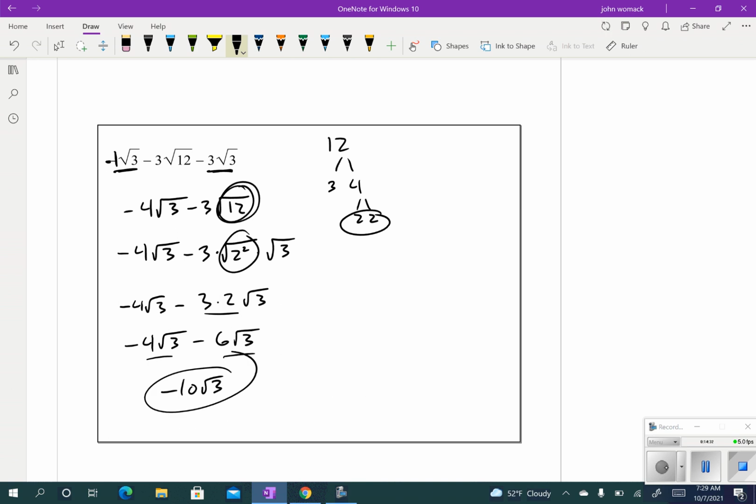So you've got to make sure these radicals, like right here, are simplified. That square root of 12 simplified down further. You've got to recognize that.